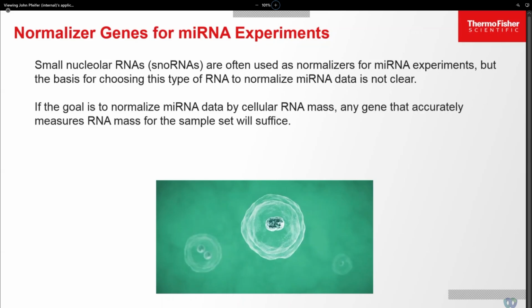If it is RNA mass, total cellular RNA mass, then there's no reason that you couldn't use a traditional normalizer assay, let's say for gene expression, to measure that mass. So if one feels compelled to use snoRNAs, then I would suggest to generate data that shows that the snoRNA measurement is an accurate measure of total RNA mass, assuming that that is your normalization parameter.